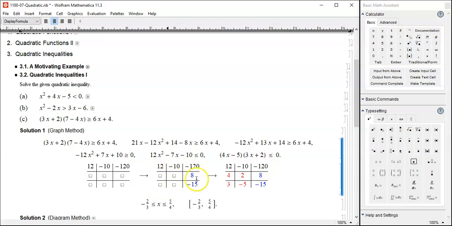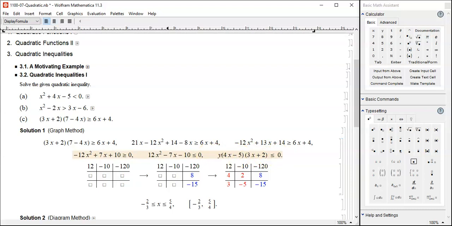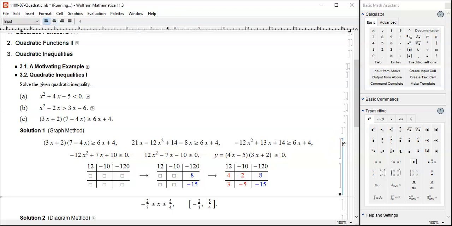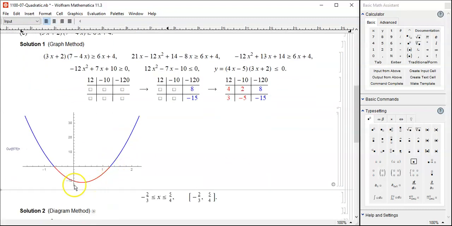Now fill out all these. They're all multiplications: 4 times 2, 3 times -5, like this. And then cross multiply: 4, -5, 3, 2. And that's how I get this final factorization. And y equals this, which is less than or equal to 0. And therefore, if you graph it, you get this part.